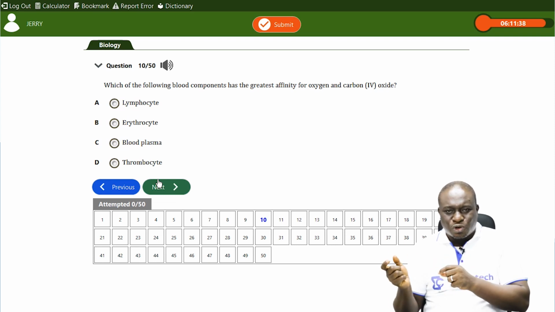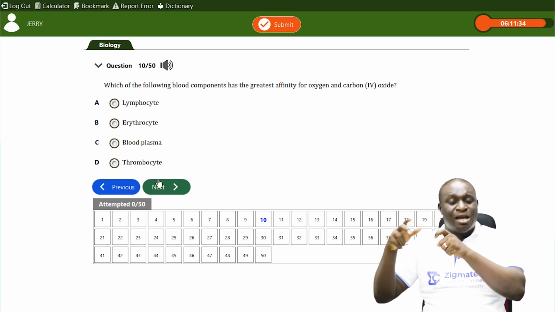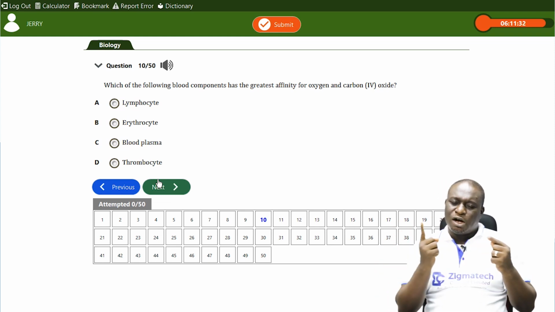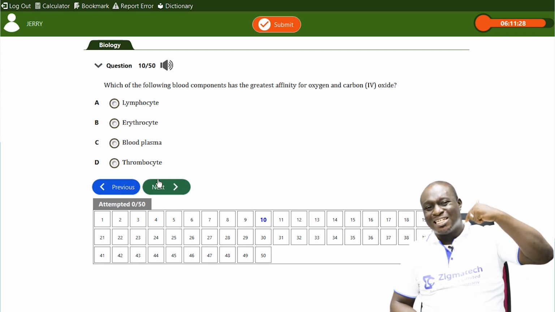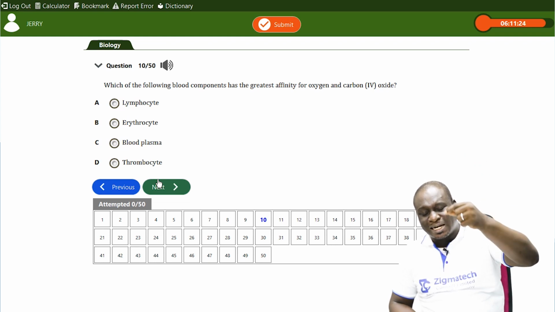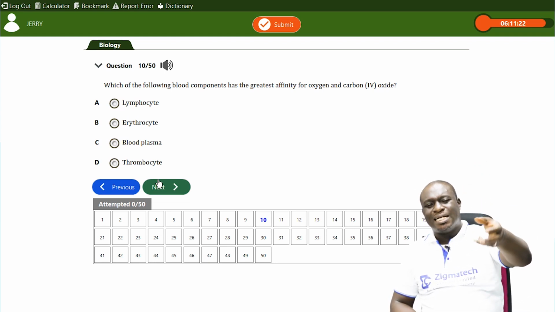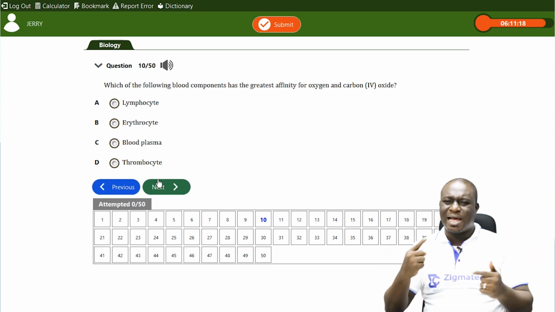And then it is also carried back to the heart, and from the heart it is now seen as deoxygenated blood. It now goes back to the heart, and from the heart to the lungs, where gaseous exchange takes place. It releases the carbon dioxide back to the lungs and then takes in the oxygen, and the cycle continues again and again.